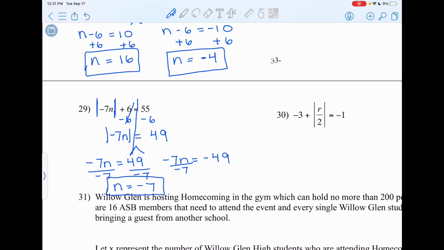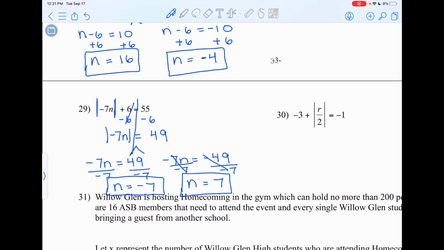And I divide by negative 7 over here, and I get that n is equal to positive 7, since the negatives will cancel out. And that is how we solve absolute value equations. Make sure you get the absolute value all by itself, and then break it up into its positive and negative solutions.